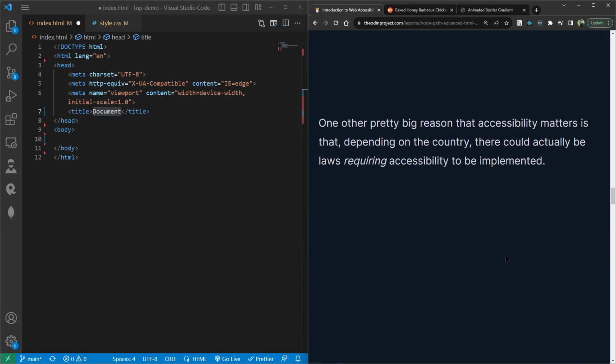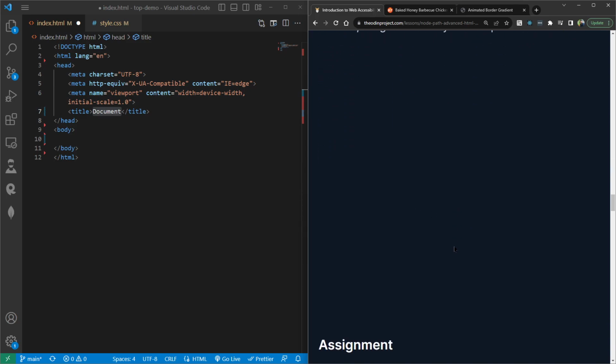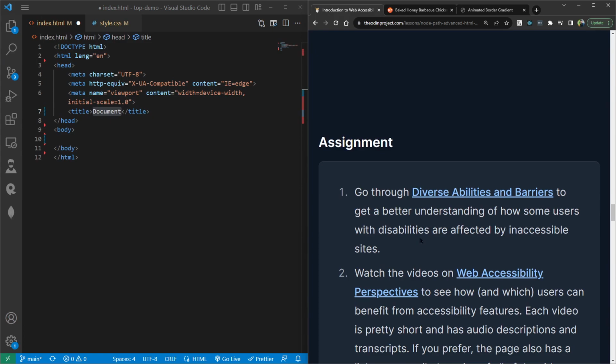One other pretty big reason that accessibility matters is that depending on the country, there could actually be laws requiring accessibility to be implemented. So you would be required by law to make sure that it is accessible to more people. So in this assignment, go through the Diverse Abilities and Barriers article. This is a w3.org article to get a better understanding of how some users with disabilities are affected by inaccessible sites.